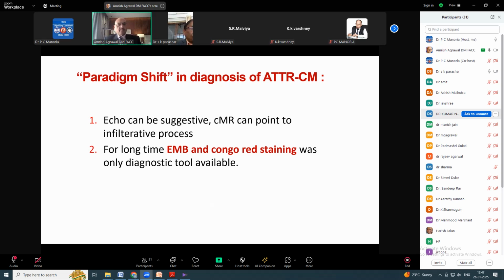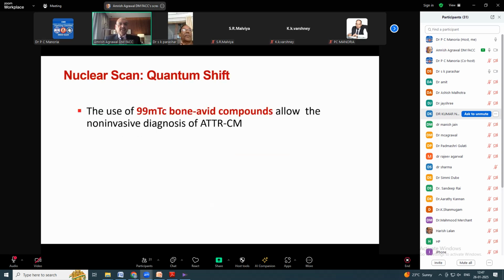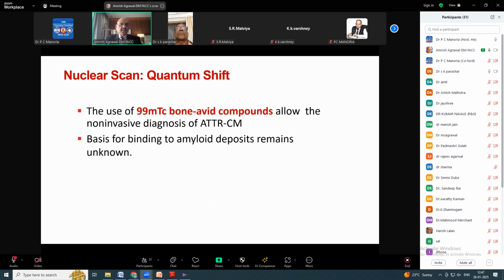However, the scientists discovered that the use of technetium-labeled bone avid compounds allows us to make the non-invasive diagnosis of cardiac amyloidosis much more sensitively and specifically. And the reason for binding of these bone avid compounds to the amyloid deposits actually remains unknown. We don't know why the amyloid has a special predilection for the 99m technetium bone avid scanning.